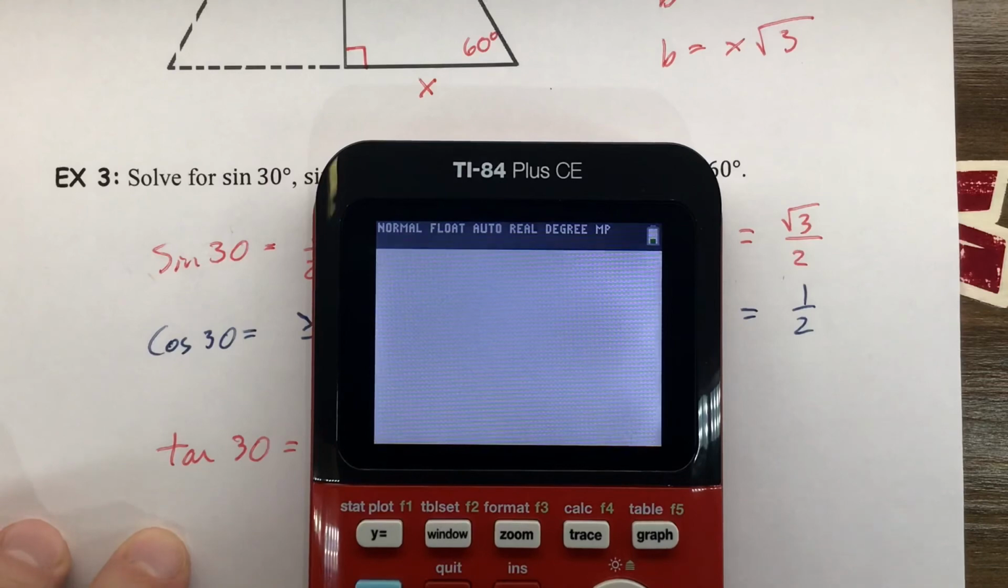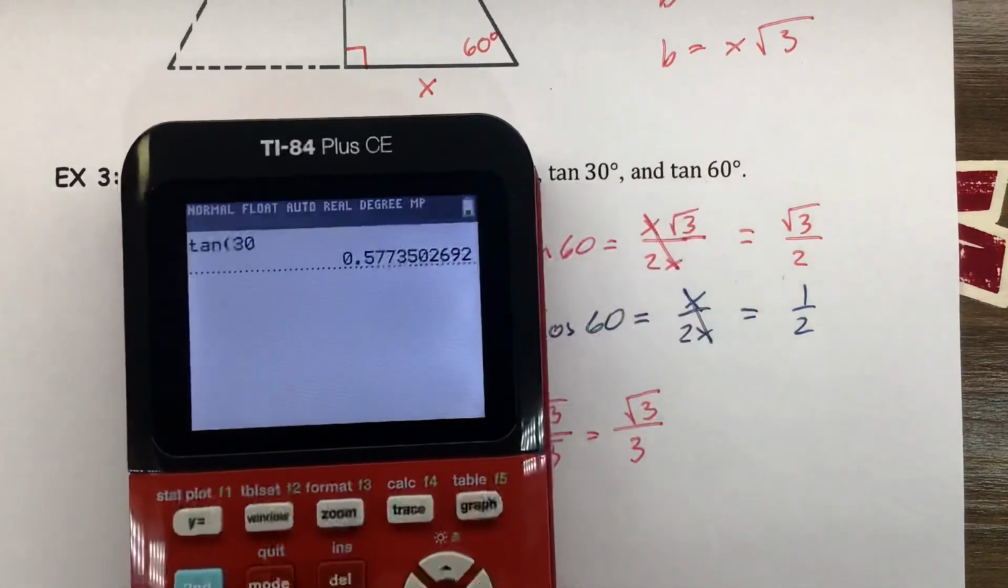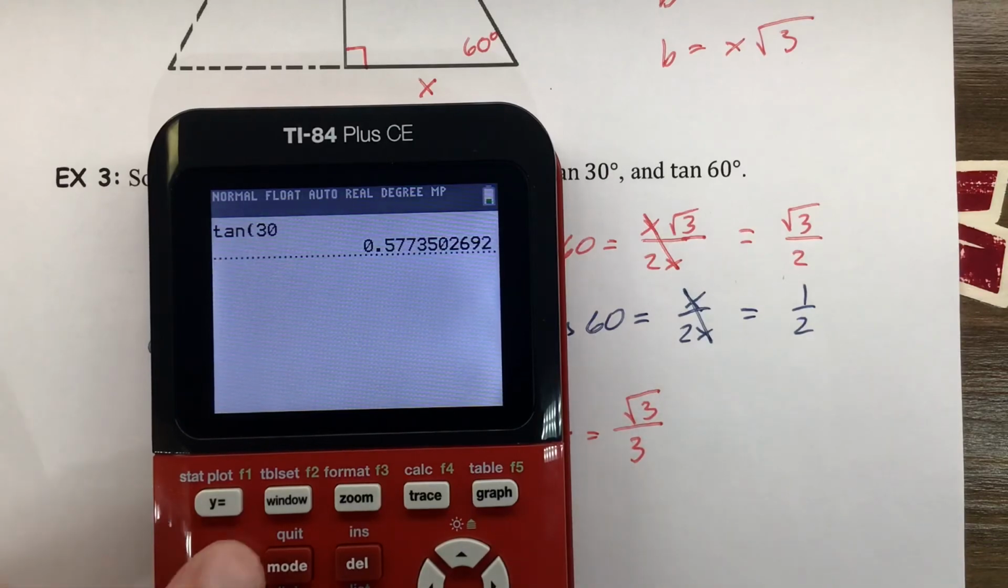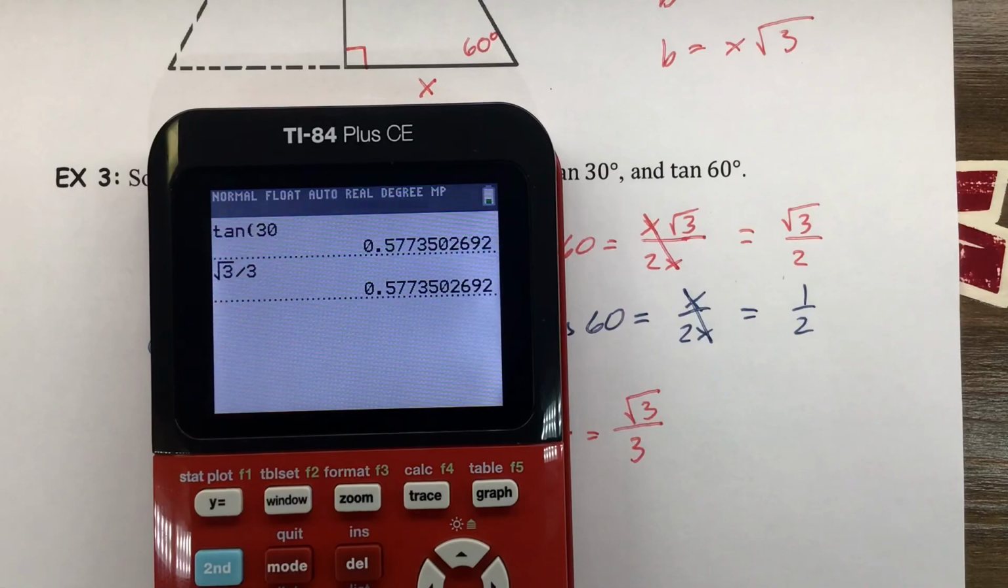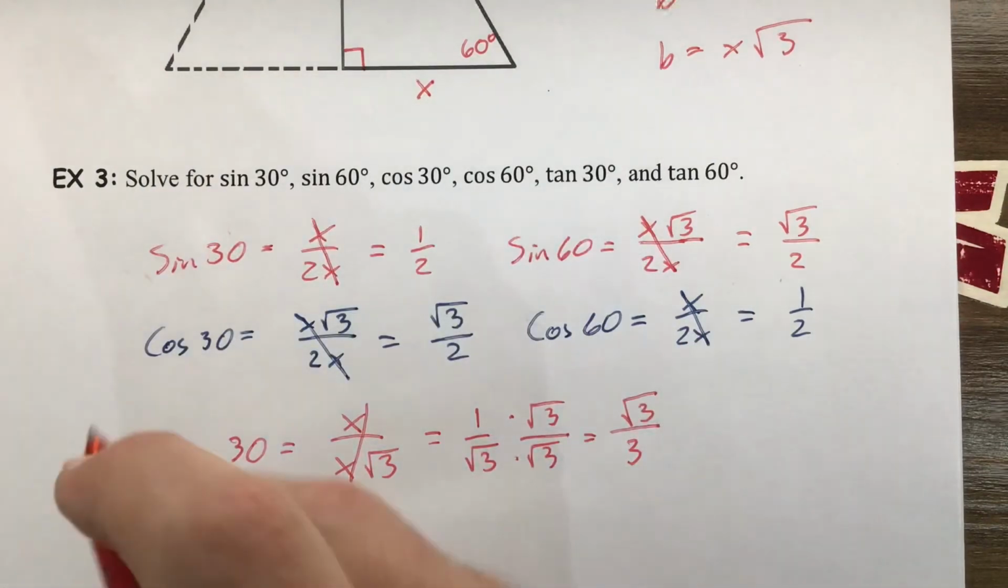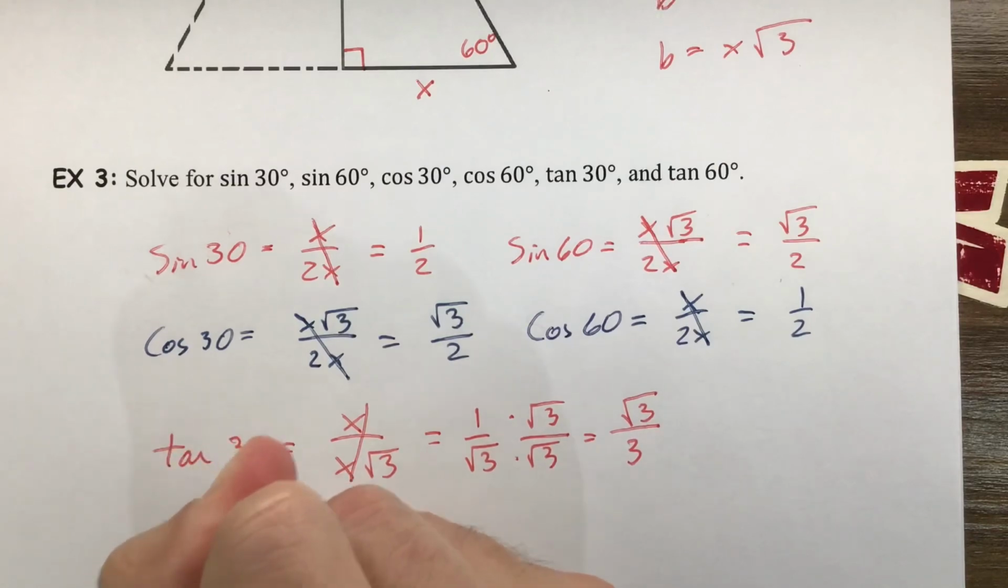All right, tangent 30 is 0.577 at the beginning, and my claim here is that it is the square root of 3 divided by 3, square root of 3 divided by 3, and there it is, same thing. All right, the last one is the tangent of 60.